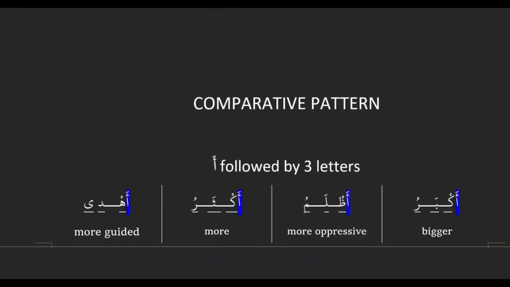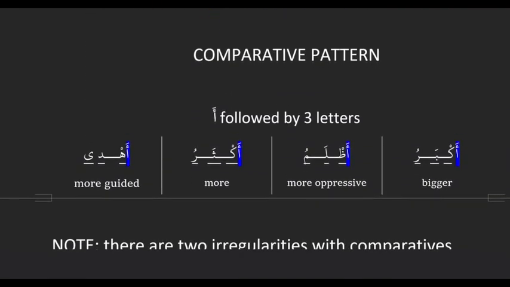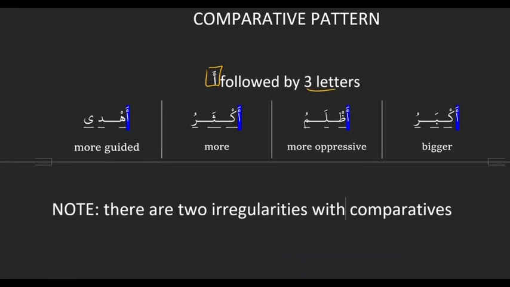Okay, so the comparative pattern in Arabic is really simple. A comparative in Arabic always starts with a hamza with a fatha on it, so an a, followed by 3 letters. Is it 3 letters or less, like with the commands? No, it's exactly 3 letters. No more, no less. Exactly 3. So let's look at some examples.